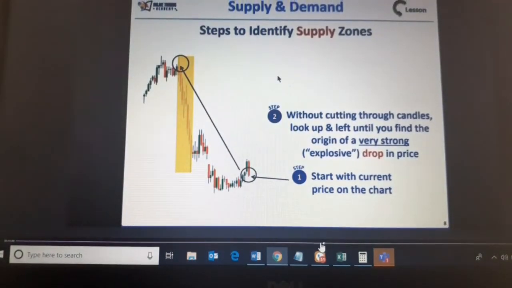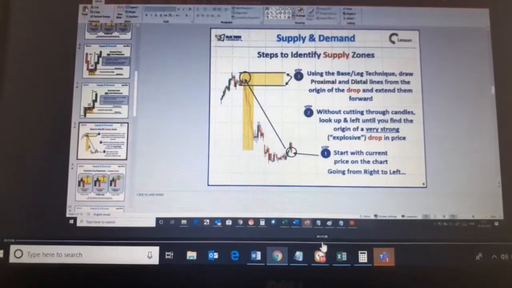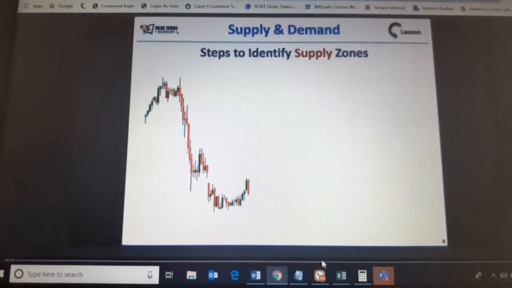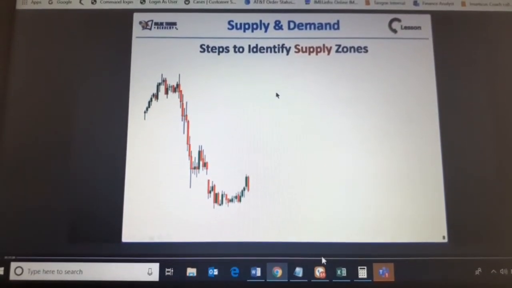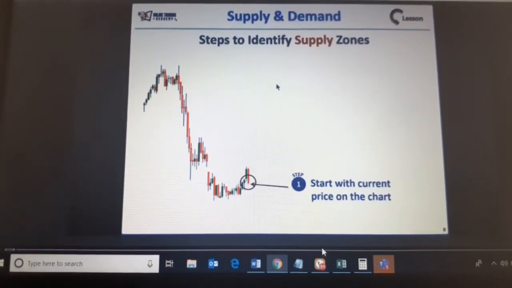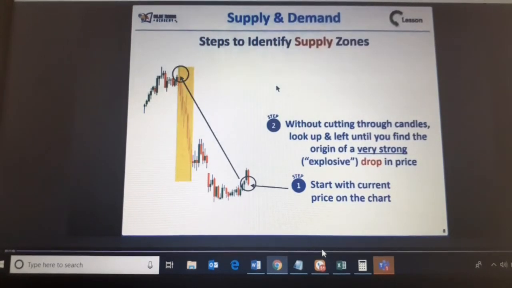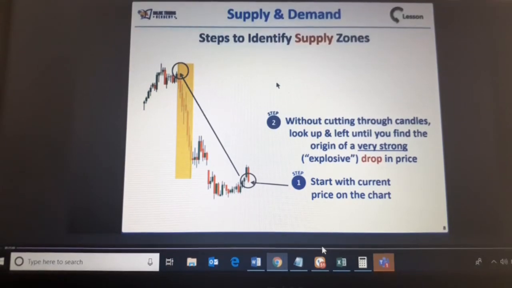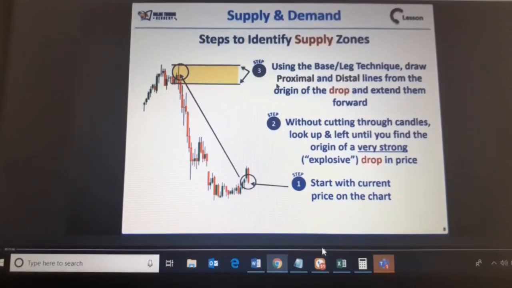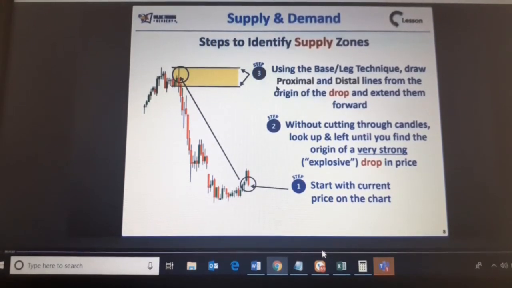Look up and left until you find the origin of a very strong explosive drop in price. Go for proximal and distal line in case of a supply zone. So it's simple, it's just the reverse. The first step is to start with the current price on the chart. Whatever is the current price, without cutting through candles, look up and left until you find the origin of a very strong explosive drop in price, and using the base leg technique, draw proximal and distal lines from the origin of the drop and extend them forward.